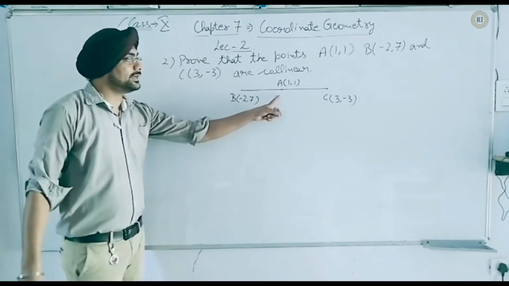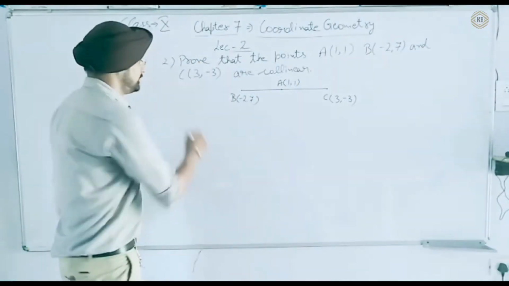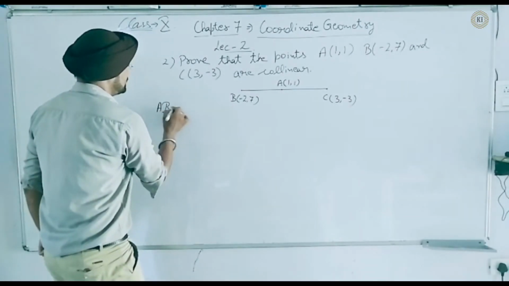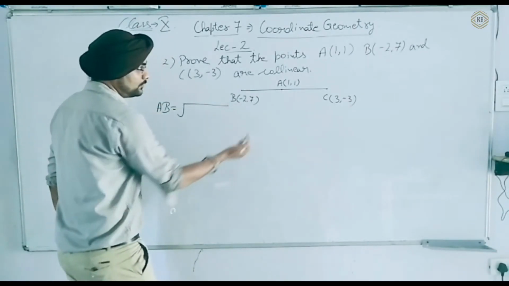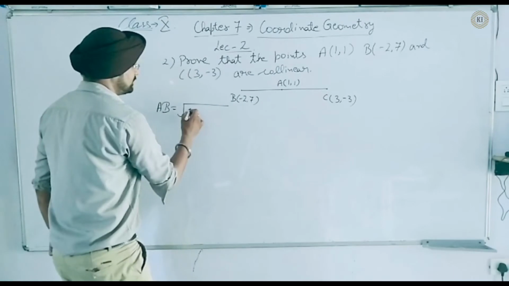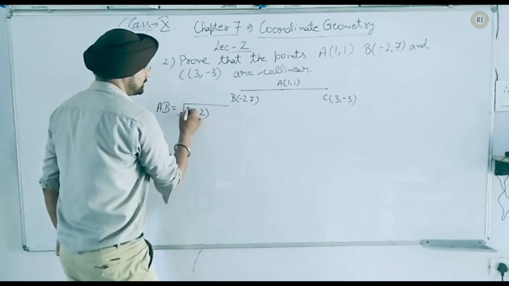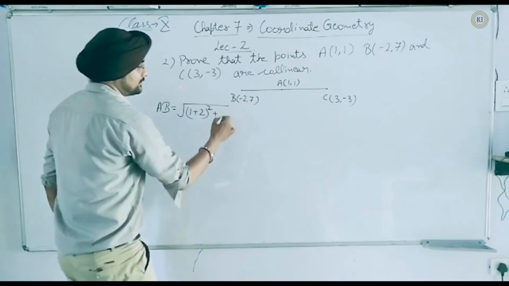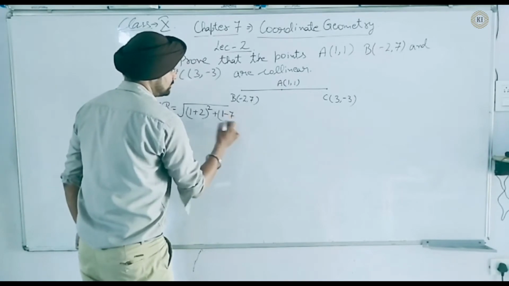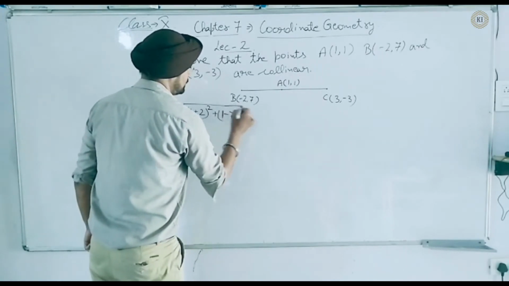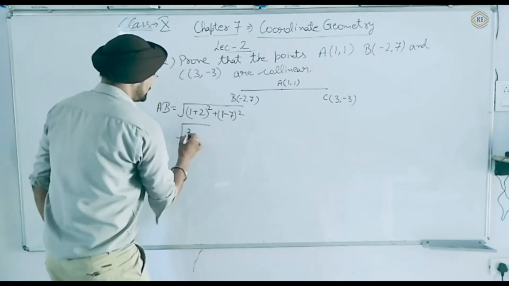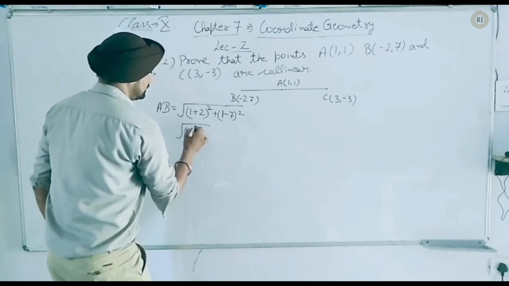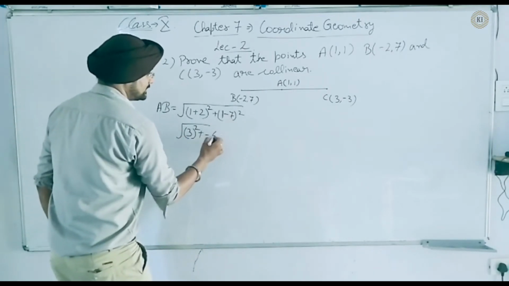Now we calculate the distance AB. Distance AB is equal to under root (x2 minus x1), that is (1 minus minus 2), that is (1 plus 2) whole square plus (1 minus 7) whole square. It will come 1 plus 2, that is 3 square, plus minus 6 square.